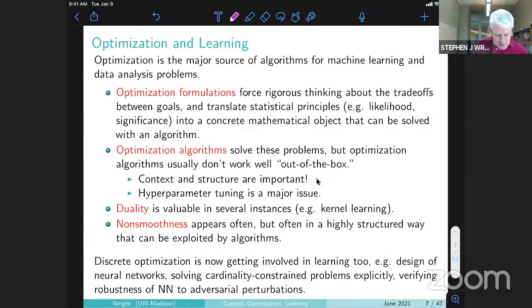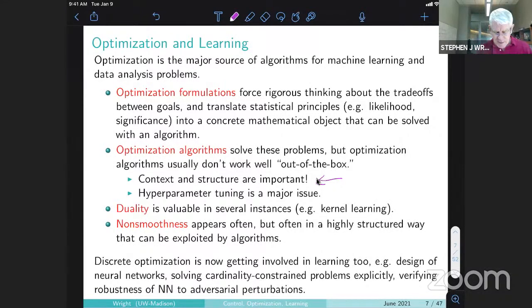Now, the thing about learning is that you don't usually do well if you just take a standard optimization method in a package like Gurobi and just apply it out of the box. You often have to tweak it to make it work. And why is that? Well, first of all, you have to take account of the context and the structure of the problem. By the context, I mean, do you really need a highly accurate solution, or are you going to be happy with a feasible solution that you can find rapidly that might be a little bit suboptimal?